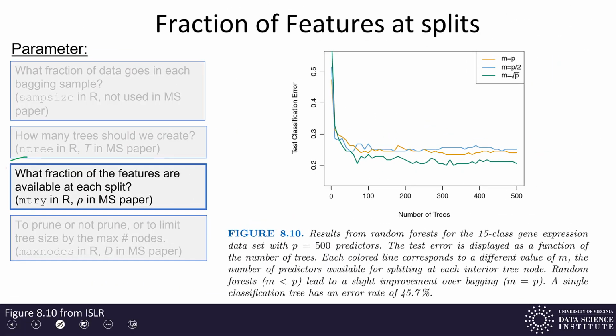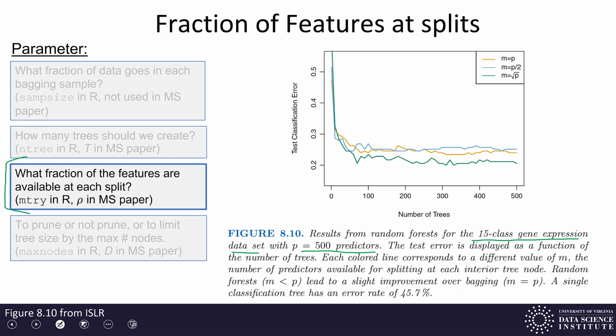Again, here we're still looking at the fraction of features available at each split. This is figure 8.10 from the textbook. Let's look at the data because this is kind of important. This is the 15 class gene expression data set with 500 predictors. So this data set has a large number of predictors. I think there's 18,000 predictors available in the gene data set.